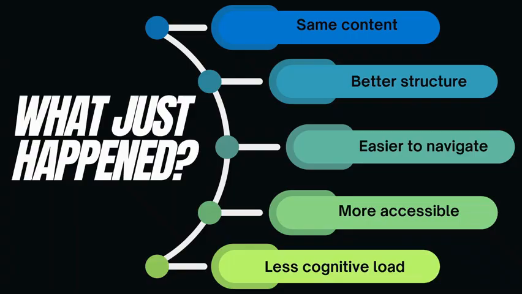So let's step back for a second and think about what actually changed. The content stayed the same, but now the structure is clearer, the page is a lot easier to navigate, accessibility improves, and students are not staring at one giant wall of text. That reduction in cognitive load is really important, especially in online learning environments where students are already processing so much information. Sometimes small design changes make a bigger difference than rewriting the content itself.